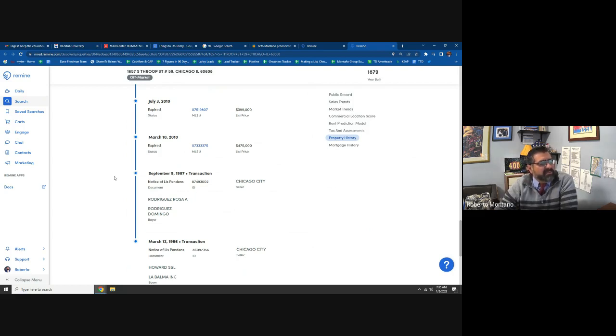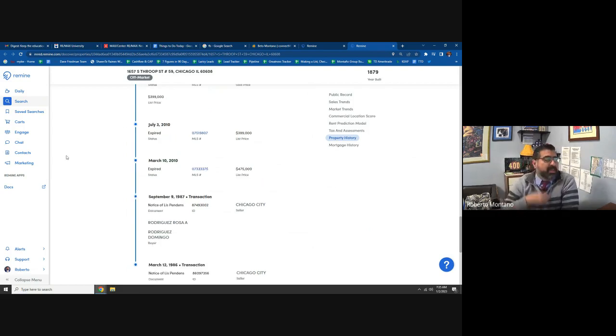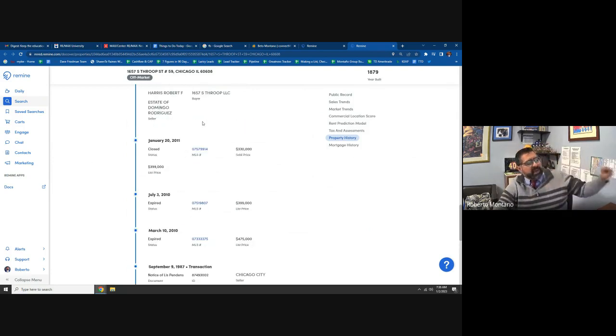They tried to sell it in March of 2010 for 475. It didn't sell. They tried to sell it probably because of deferred maintenance. They tried to sell it July 3rd of 2010. Well, it expired July 3rd at 399. So 475, wrong. 399, not a sale. You get a sale January of 2011 at 330. Now we are in 2023. So somebody picked this up for 330 in 2023.